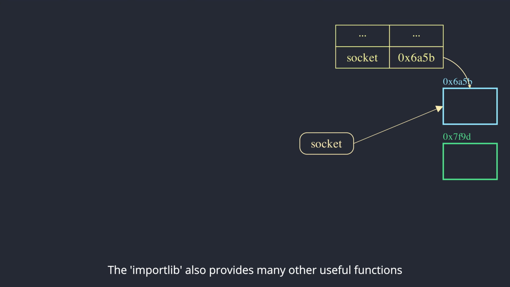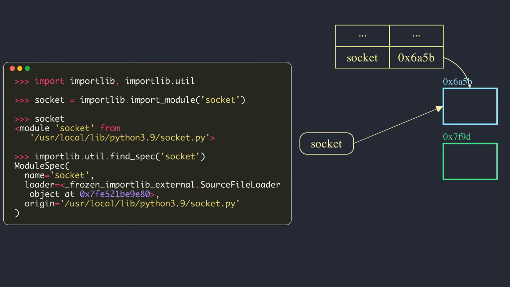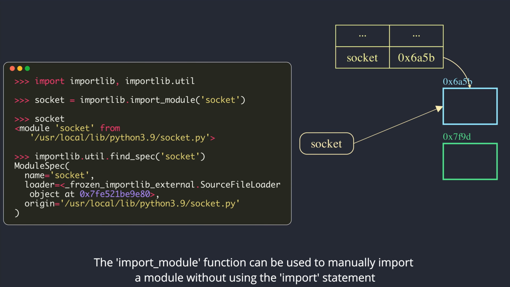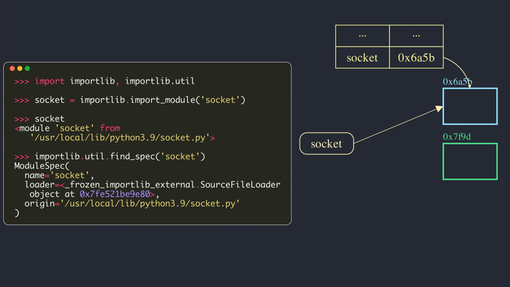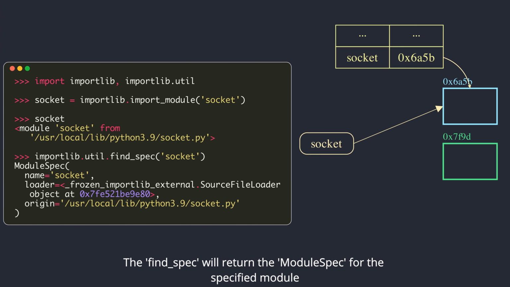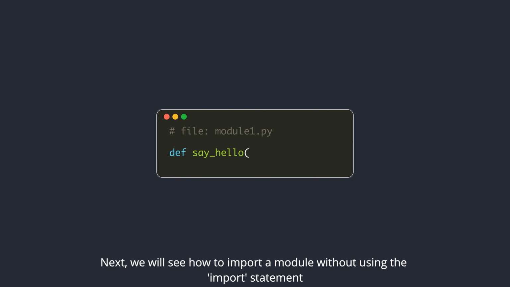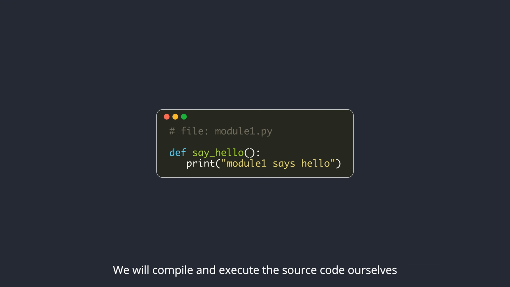importlib also provides many other useful functions. The import_module function can be used to manually import a module without using the import statement. find_spec will return the module spec for the specified module. Next, we will see how to import a module without using the import statement. We will compile and execute the source code ourselves.